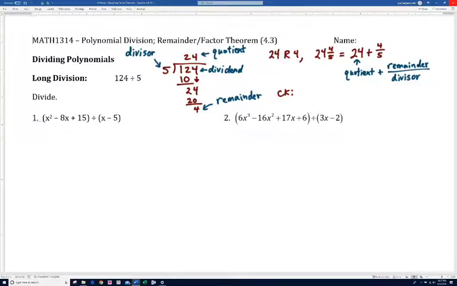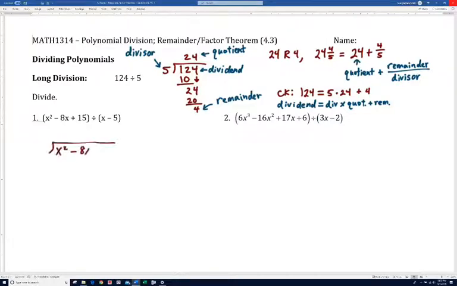We would multiply our divisor, or I should say our dividend, would equal our divisor times the quotient, or the answer we got, plus the remainder. So again, I want you to see the form here, because it's going to be helpful down below. We have dividend equals divisor times quotient plus remainder. All right, so let's go ahead and move on to number 1 now.